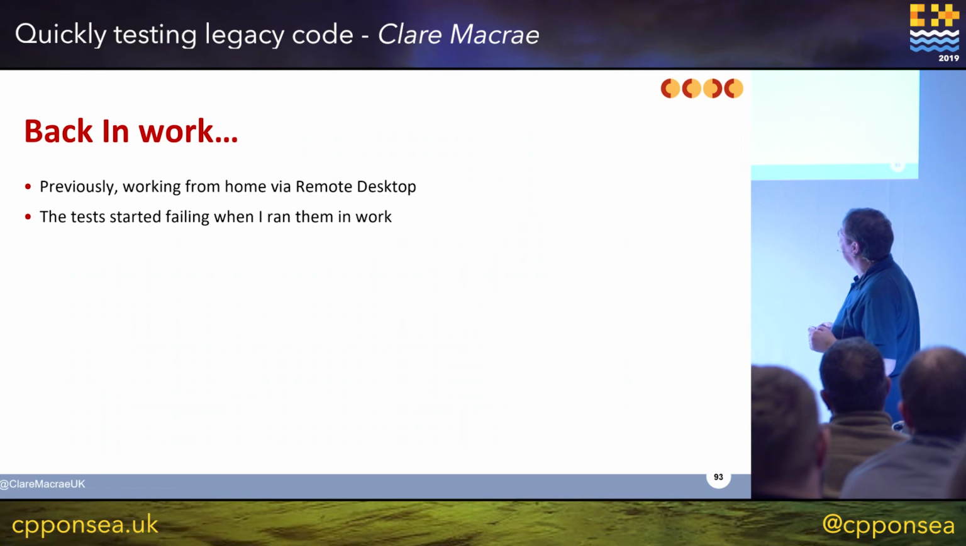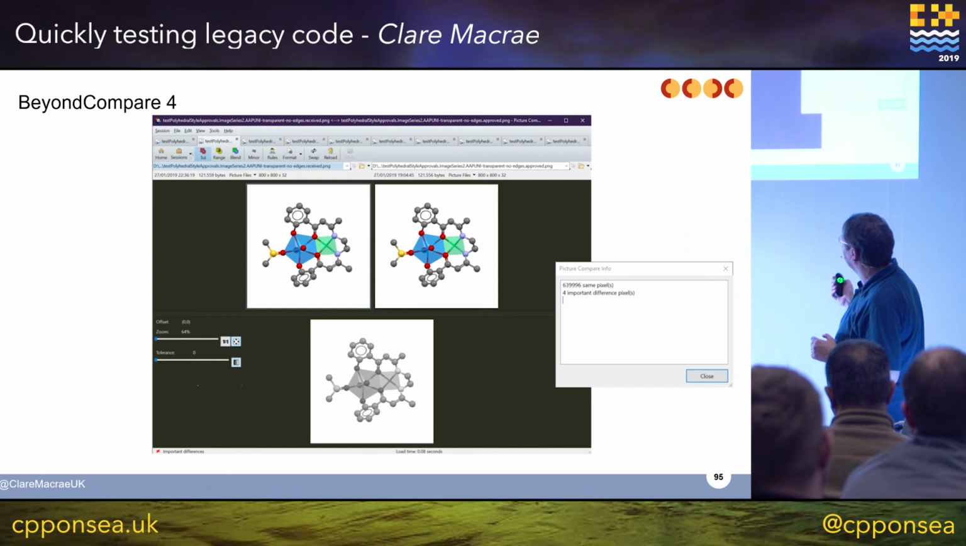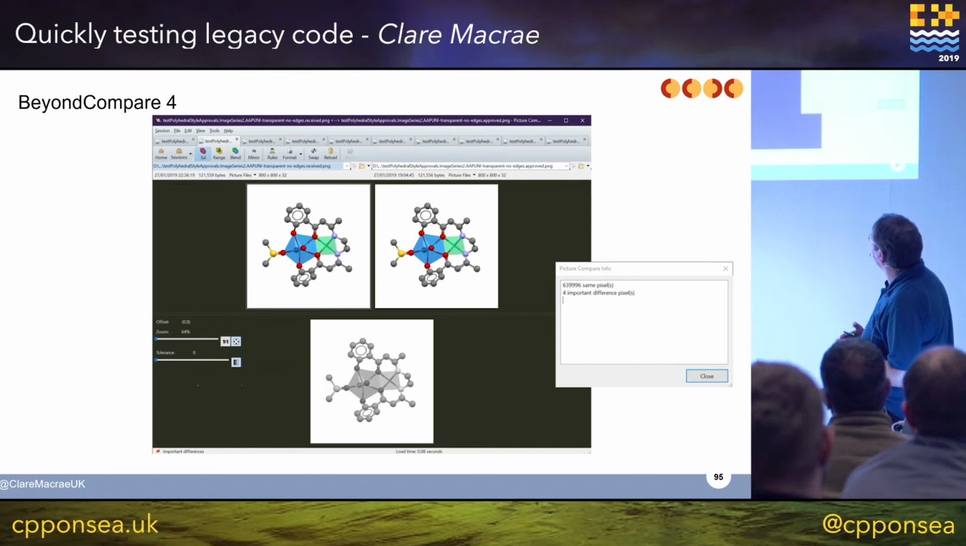Okay, that's a nightmare. How do I find out? At this point, I was using Araxis Merge as the differencing tool, and I did lots of experimenting, and there was no way it would show me any differences. Nothing that was visible at all. And I'd heard good things about Beyond Compare, so I tried that out. And it showed me you've got 4 pixels that are different between your approved and received.